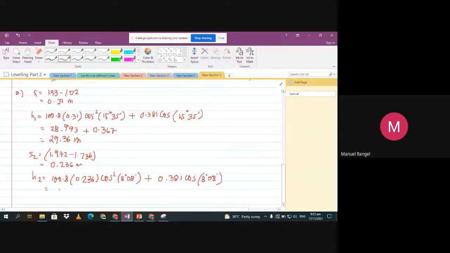So for this part, cosine is 23.312 plus 0.381 times cosine of 8 degrees 08 minutes, which is 0.377 meters. So H2 is equals to 23.69. Okay.